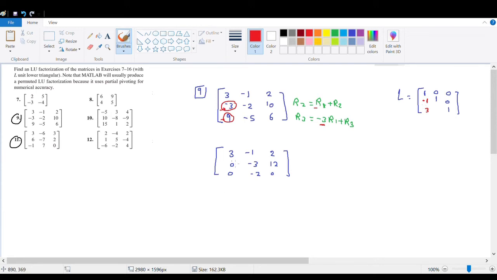The first column is 3 0 0 and the second column is what we work on next. So from here, -2 to be 0, that means row 3 is equal to -2 over 3 row 1 plus row 3. This will give us the new matrix 3 -1 2, 0 -3 12, 0 0 -8.